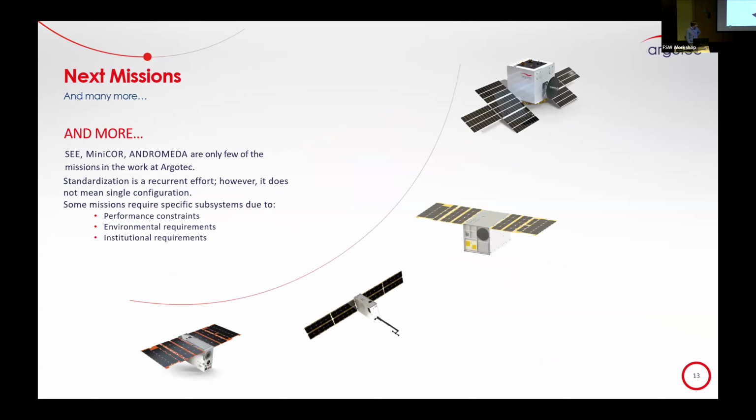I placed those pictures there because you can see that they are all very different. And while we also have a standard platform for more commercial customers, there are some performance requirements or environmental requirements, like LEO, deep space, and also institutional requirements, that we can't really change. So we need to have different subsystems. We need to build a software that can work with all those subsystems so that we don't have to change it every time.